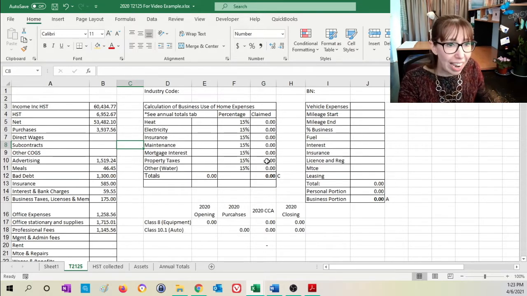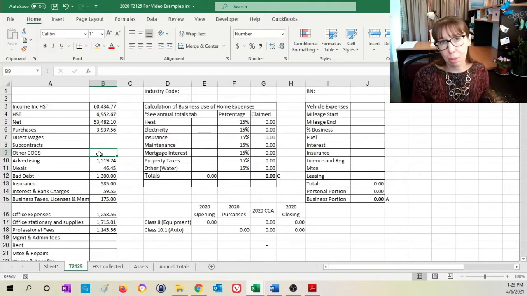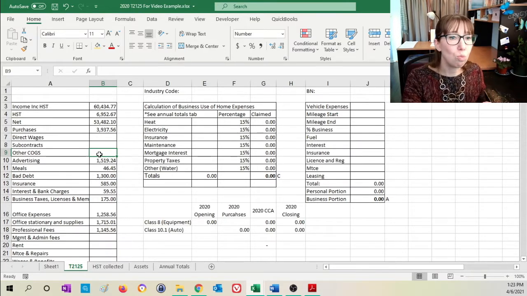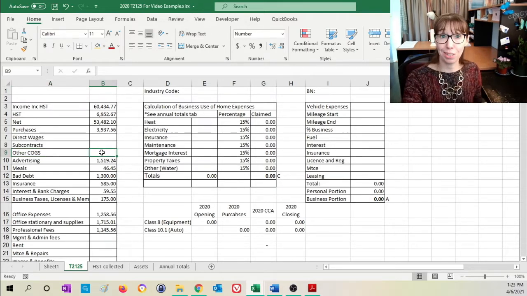Moving on to the next box, other COGS. COGS stands for cost of goods sold. So for example, in here, you would put things like rental equipment. So if you rented equipment to do a job, you wouldn't have needed that expense if you didn't do the job. So I consider that cost of goods sold. So rental equipment goes in, would be an example of another cost of goods sold.